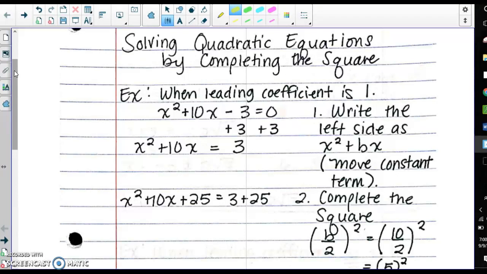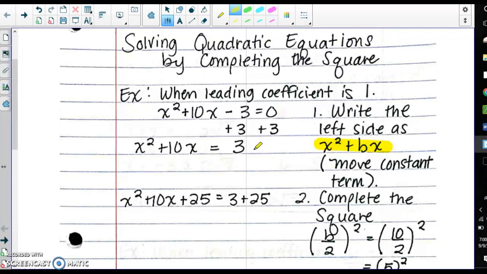We have x squared plus 10x minus 3. The first thing you want to do is write the left side as x squared plus bx. That just means that you'll have all of your x's on one side and your constant term on the other. So you just want to move that constant term. So we added 3 to both sides, and now we have x squared plus 10x equals 3.